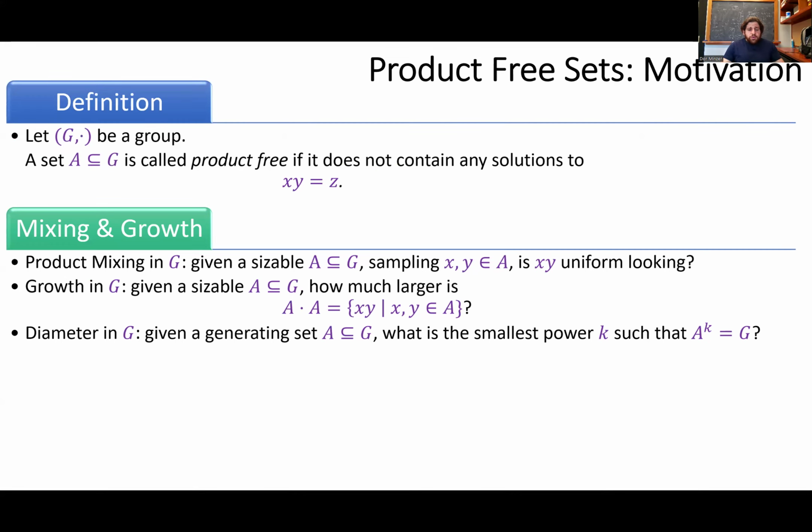Similarly, you can ask about growth in G. Given a sizable set A, how much larger does the product set A times A have to be? Well, A times A is just the set of elements of the form x times y, where x, y are from A. And thirdly, you can ask about diameters in G. So suppose I give you a generating set A. What is the smallest power k such that A to the k is already the entire group G?